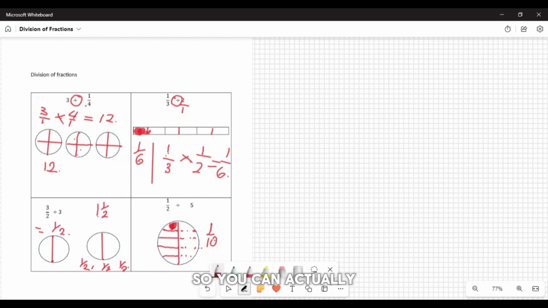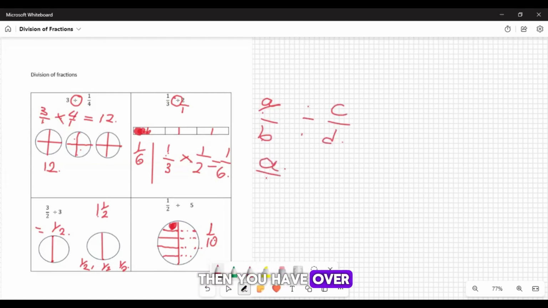So you can actually think about a fraction that you can do the divisions on and try to refresh your mind on how the formula came about. And the formula is anytime you have A over B divided by C over D, then you have A over B multiplied by D over C.